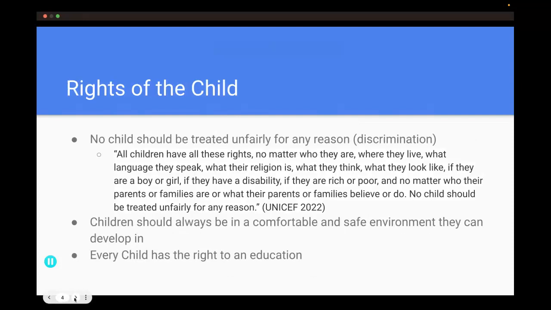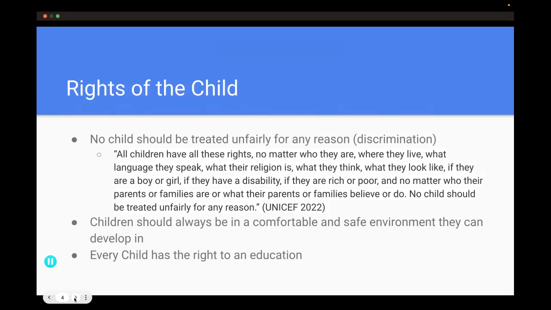Now moving into the rights of the child. No child should be treated unfairly for any reason, and this pretty much goes over any type of discrimination. This is a big thing that I preach about in my classroom. I try to teach my children that everyone should be accepted and treated fairly, that our uniqueness is what makes us special, and that everyone is different in their own ways, and that's okay.